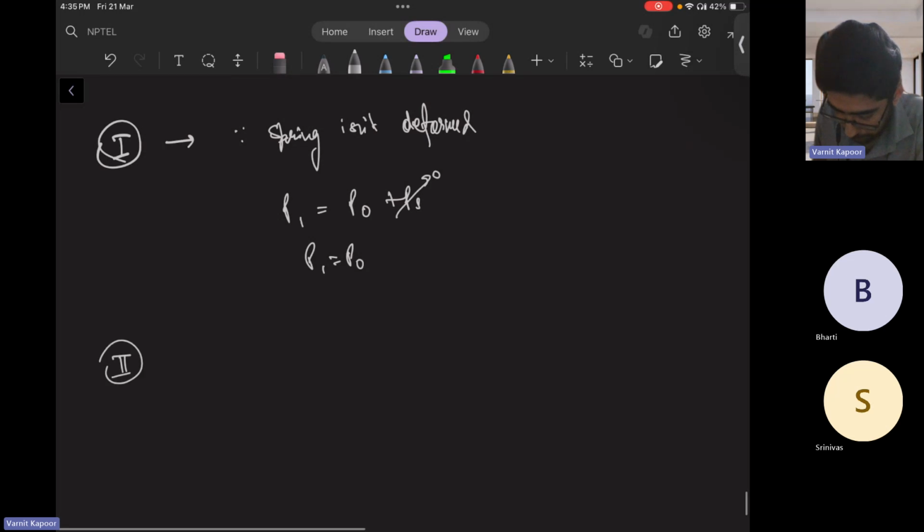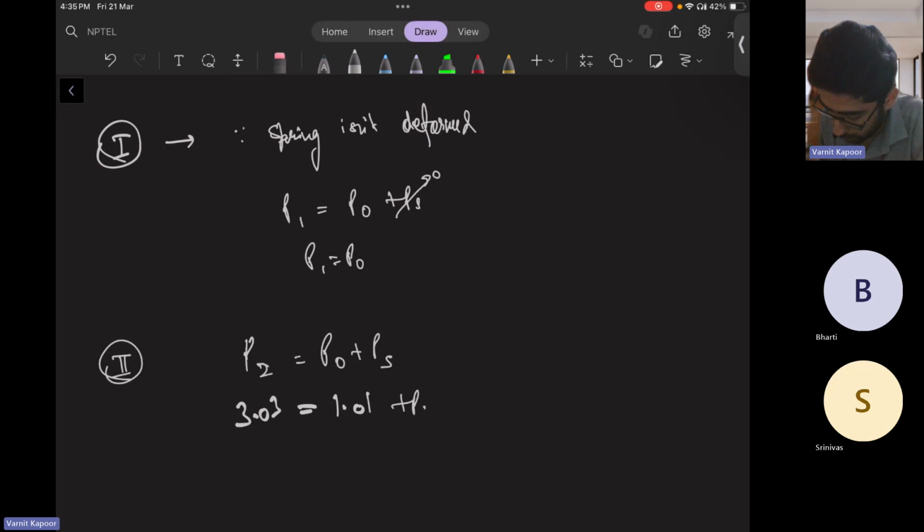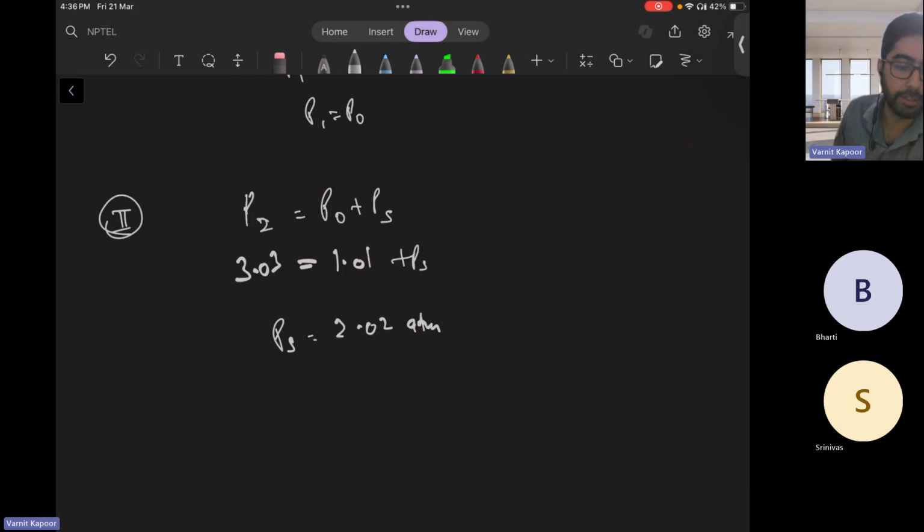In the second scenario, P2 will be P naught plus PS. P naught is 1 atmosphere, that is 1.01, and P2 is 3.03. So PS comes out to be 2.02. That is your spring pressure.